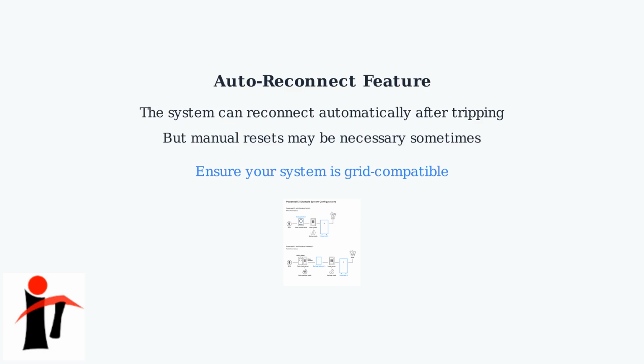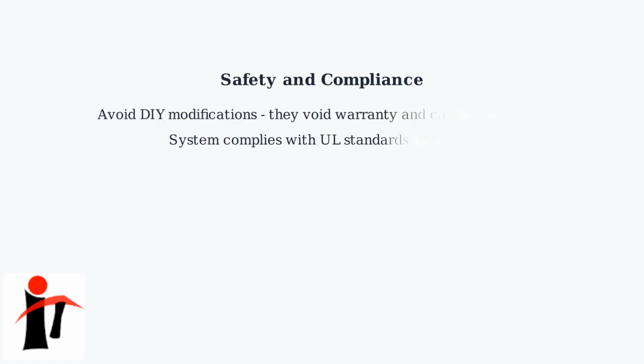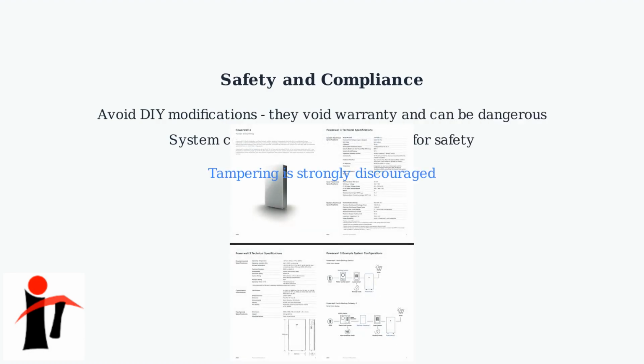Always ensure your system is compatible with your local grid. For safety reasons, avoid any DIY modifications to the Powerwall 3, as they void the warranty and can be dangerous. The system complies with UL standards, so tampering is strongly discouraged.